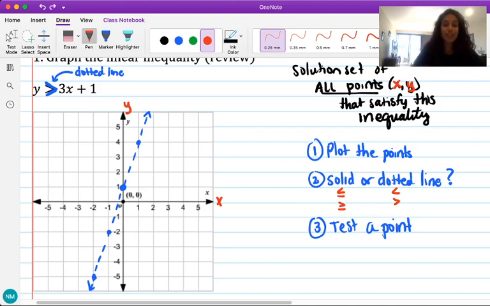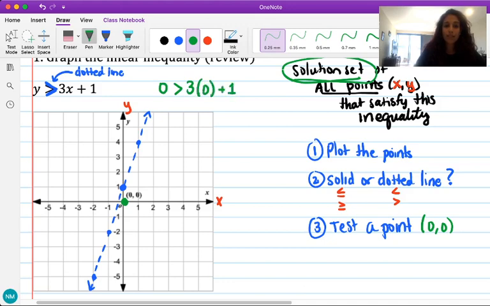I'm going to test a point to see if it is in my solution set. Again, we are looking for the solution set of all the points that satisfy this inequality. The easiest point to test is 0, 0. The only time you cannot test 0, 0 is if it is on your line, but it's not. So I'm going to test 0, 0 and plug it in. So I have 0 is greater than 3 times 0 plus 1. I'm testing a point.